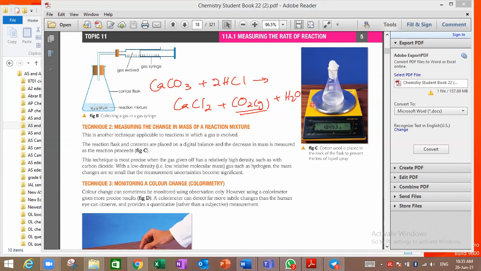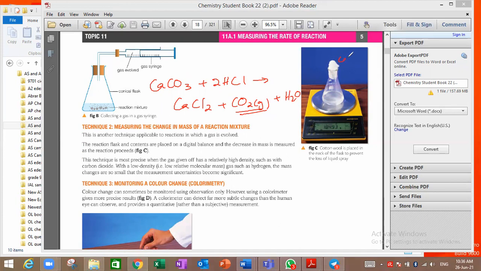Now, what are we going to do? We are going to get a balance, and we are going to get a conical flask in which we are going to place an excess volume of hydrochloric acid. And then we are going to put a certain amount of calcium carbonate lumps in the conical flask. And at once we are going to measure the mass of this conical flask containing the calcium carbonate and the HCl together. But in this experiment, we are going to place here what we call cotton wool.